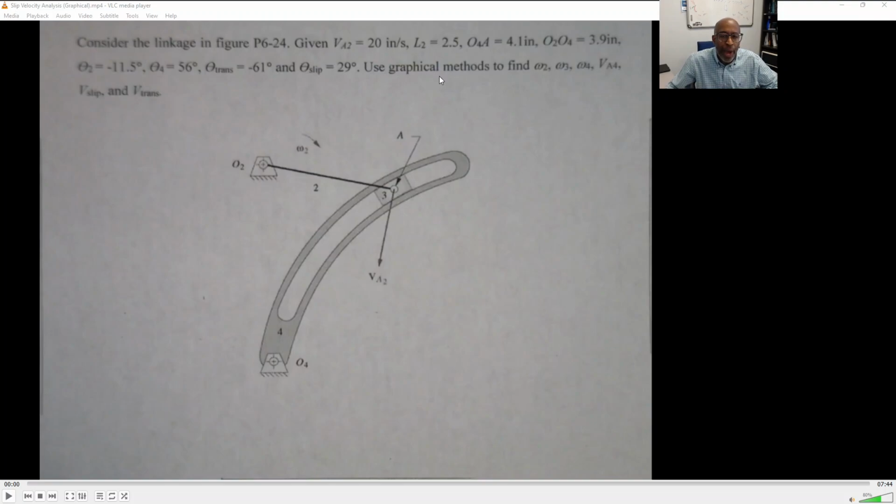And we're going to use a graphical method to do this velocity analysis, or let's call it slip velocity analysis, which means we're going to be using a protractor and a ruler to do the analysis. And we're asked to find omega 2, the angular velocity of the crank, omega 3, the angular velocity of the block here in the middle, omega 4, the angular velocity of this entire kind of curved slot, VA4, V slip, and V trans. And so let's go ahead and get started.